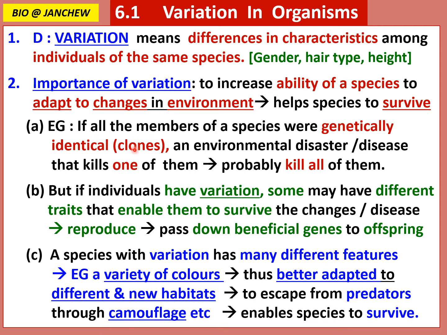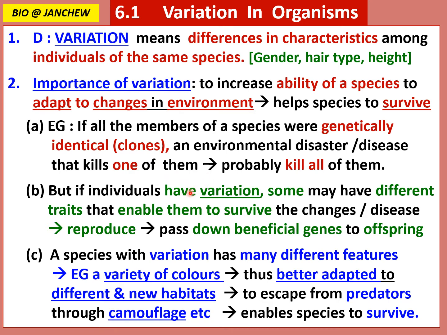For example, if all the members of the species were genetically identical, that means if all of them are clones, an environmental disaster or disease that kills one of them will probably kill all of them. For example, clones have the same resistance to disease. So if one of them dies from a disease, then most likely all of them will die, or most of them will die. And this we have studied from Chapter 5 of the Form 4 syllabus, on cell division and on cloning.